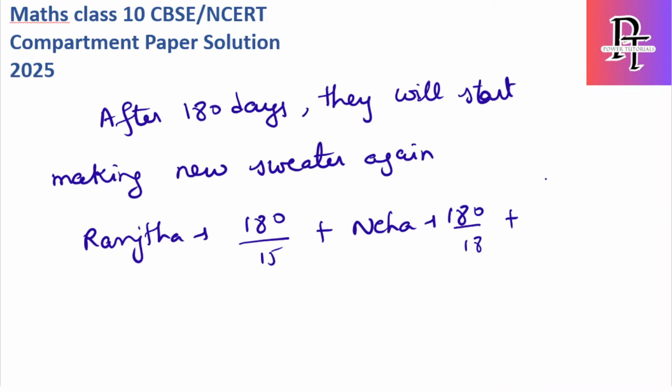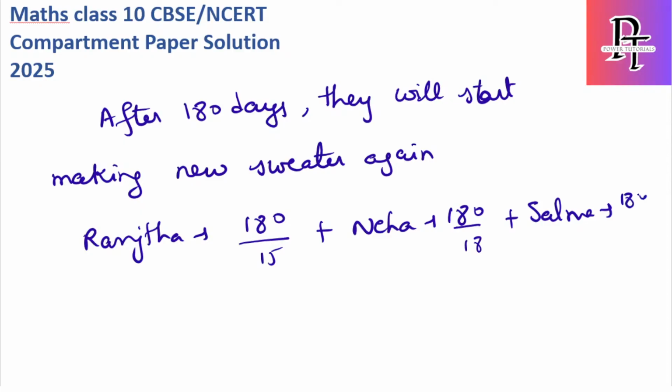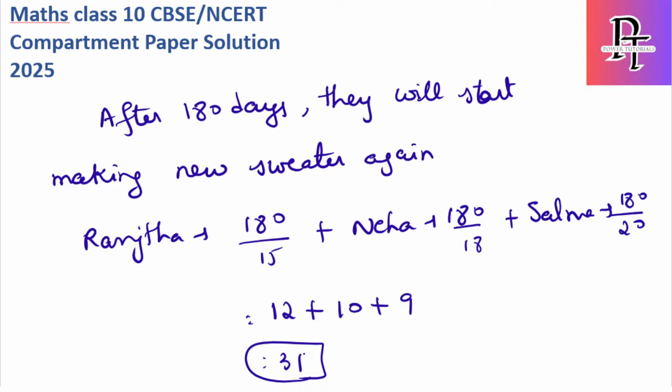For Salma, how many days does she take for one sweater? 20 days. So 180 by 20. So 180 by 15 is 12, plus 10, plus 9, which is 31 sweaters they will complete by this time.